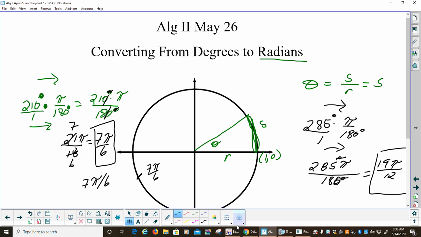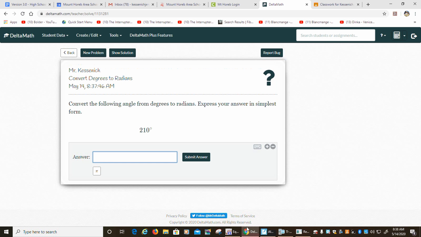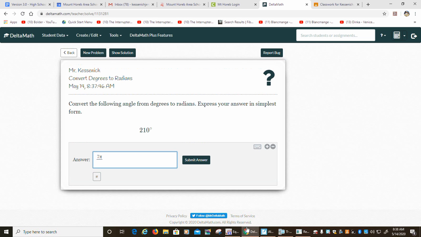And we just type in 7 pi plus slash, and it does the fraction for you, then 6. And you submit the answer. That's all there is to it.